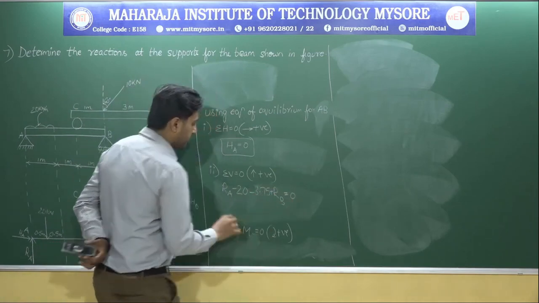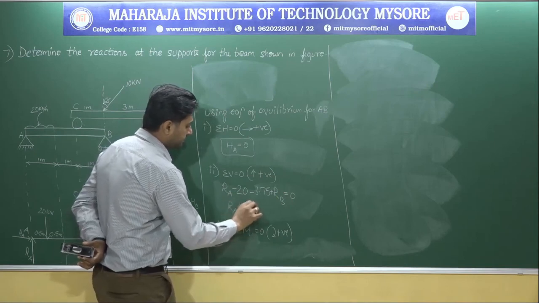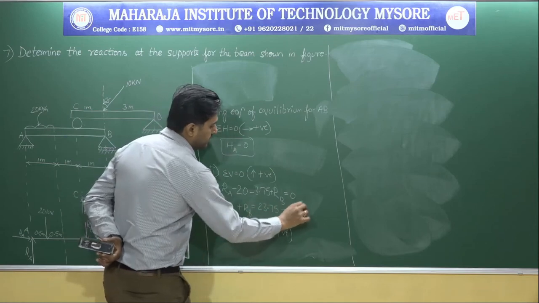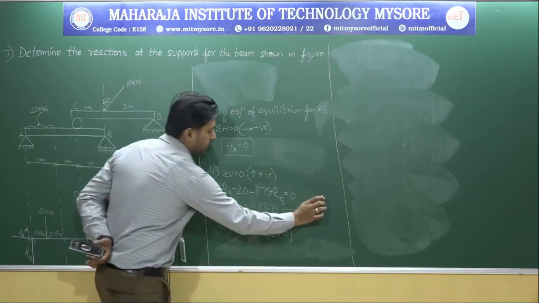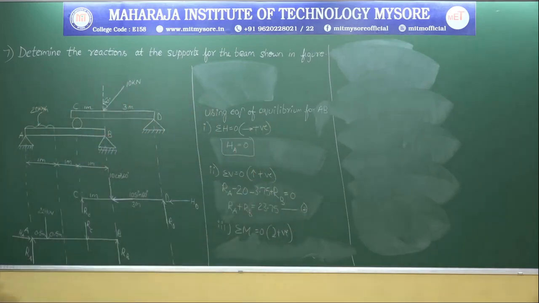So which is nothing but equal to 0. So finally, can I say RA plus RB is equal to 23.75. Let me call this as 1. Already I have called in the previous equation as 1. Now let me call this as equation 2.